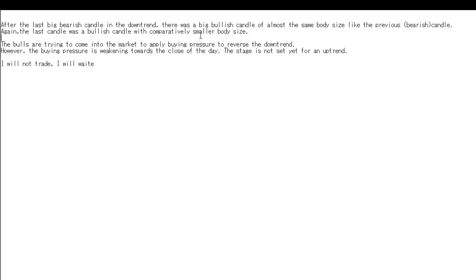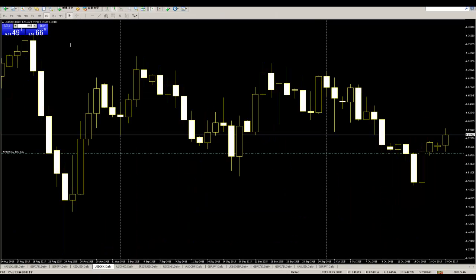comparatively smaller body size. The bulls are trying to come into the market to apply buying pressure to reverse the downtrend. However, the buying pressure is weakening towards the close of the day. The stage is not set yet for an uptrend. I will not trade, I will wait. Very nice. Wait is very important.